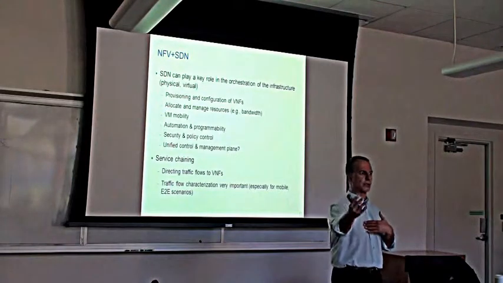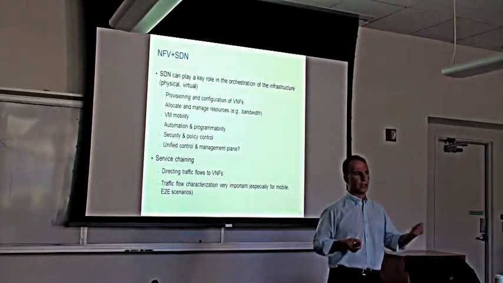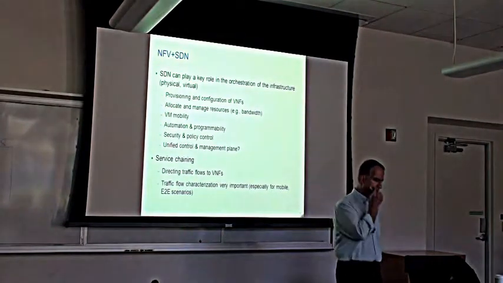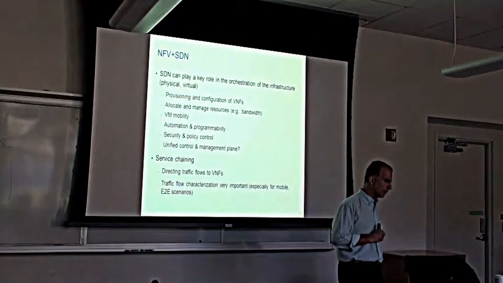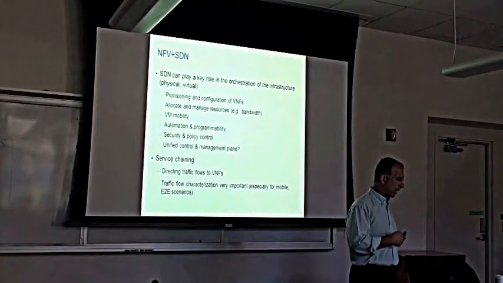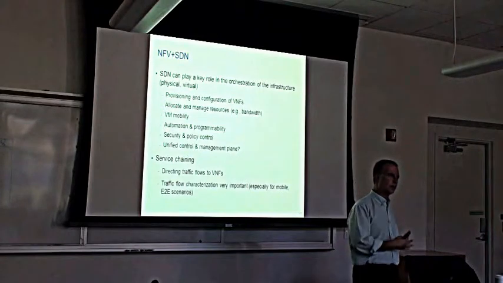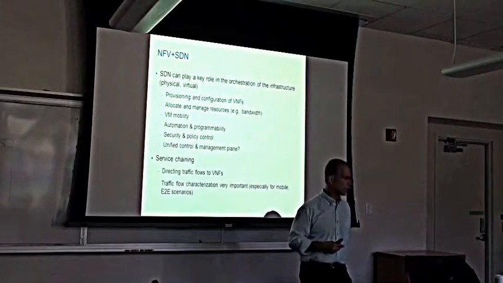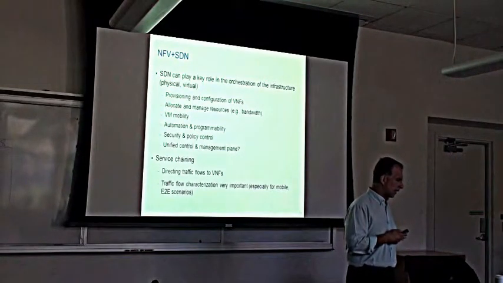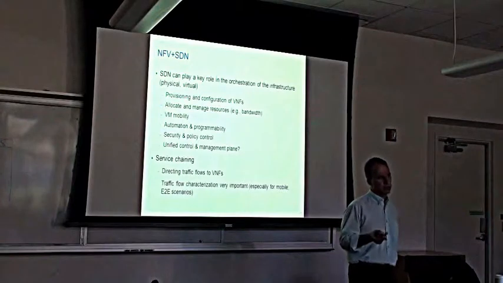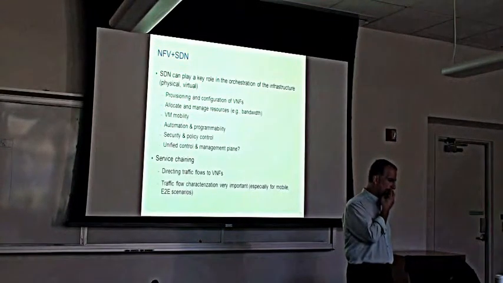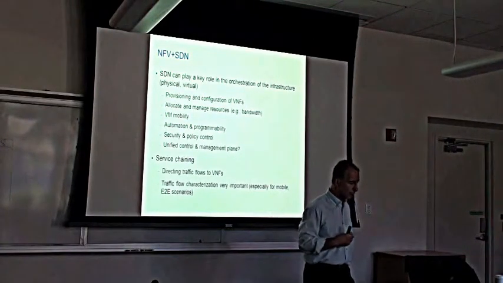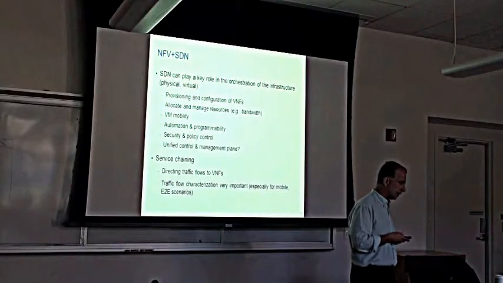Again, someone has to do that, right? It's not like I plug a box into the network, and even if I do, you have configuration running on that one, but here it's more like an ad hoc type of environment. Allocate and manage resources, for instance, bandwidth. You may have to move VMs across servers or even across data centers. Automation, programmability, security and policy control are very, very important when it comes to NFV. And maybe SDN can provide that unified control and management plane.